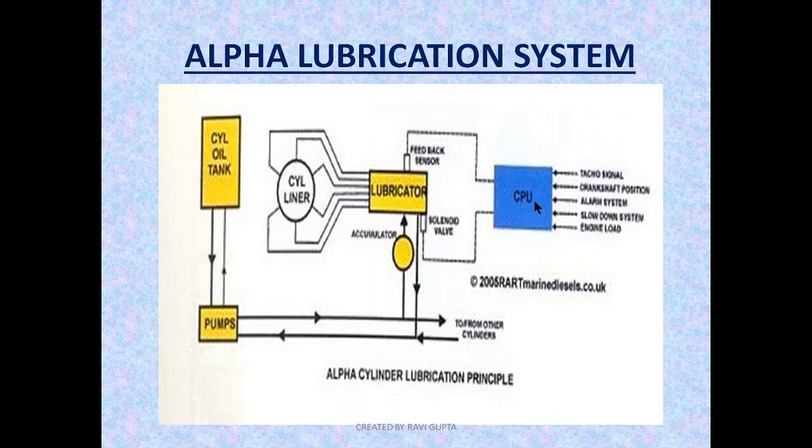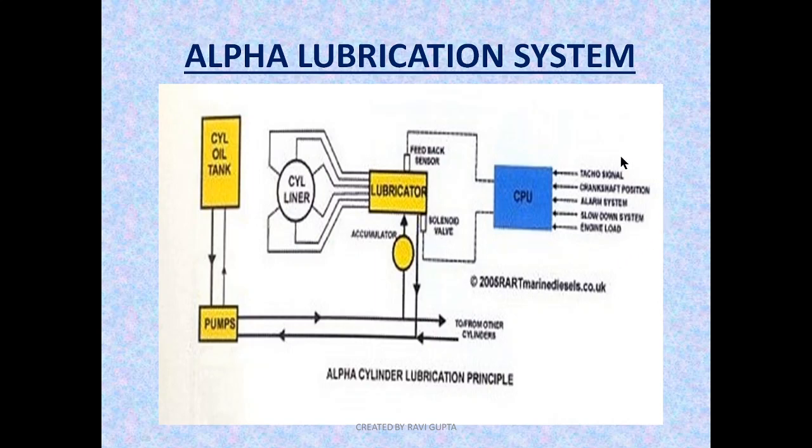The solenoid valve actuation signal is provided by the CPU control monitor system, where various signals are fed, such as tacho signal, crankshaft position, alarm system, slowdown system, and engine load. The crankshaft position is fed by the angle encoder, and the tacho signal gives the speed. The engine load is fed by the electronic governor, and the slowdown system ensures that there is no alarm before actuating the solenoid valve.